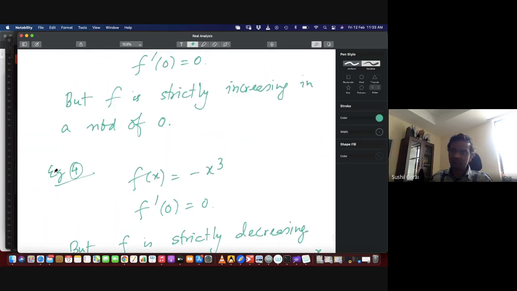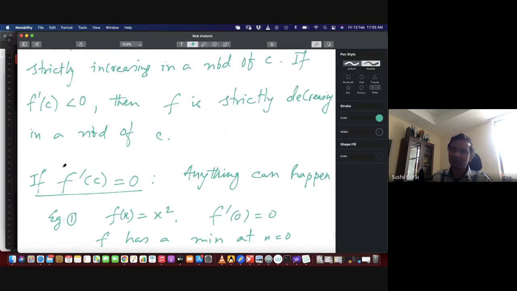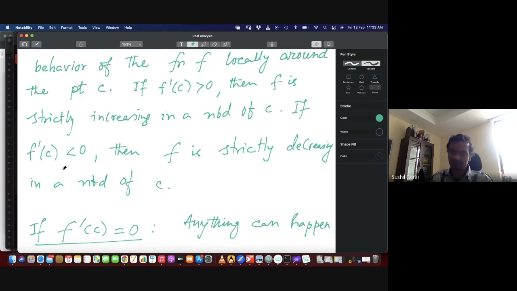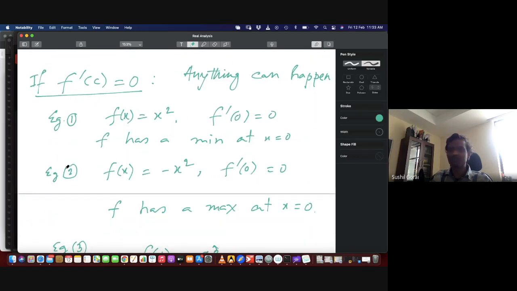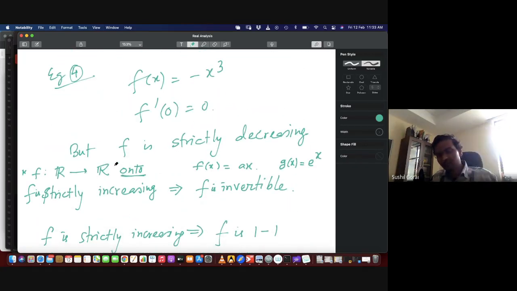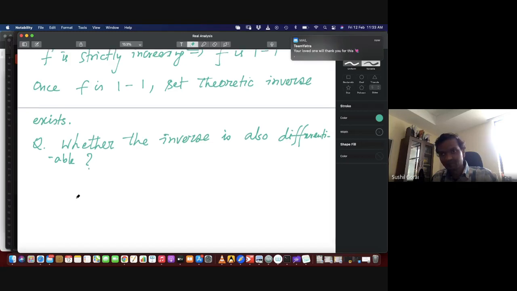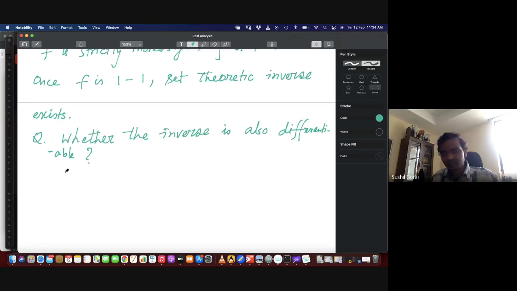So we see that most of the behavior is determined by the first derivative when the first derivative is non-zero. When the first derivative is zero, there are a lot of possibilities which might occur. Those become interesting points where the derivative vanishes, in the sense of maximum and minimum.